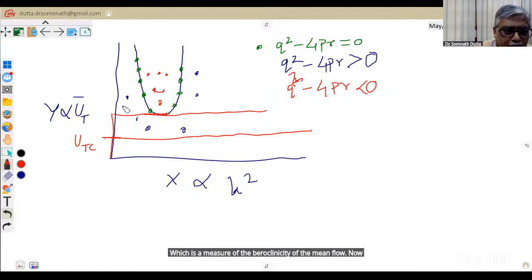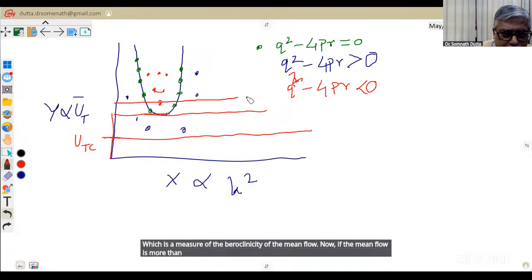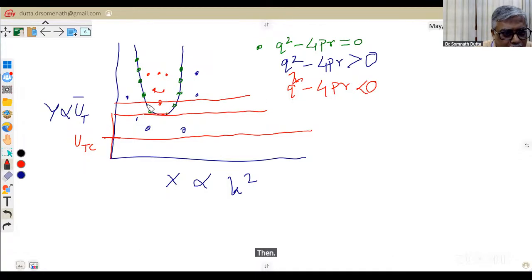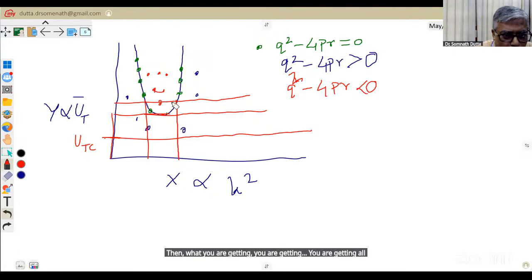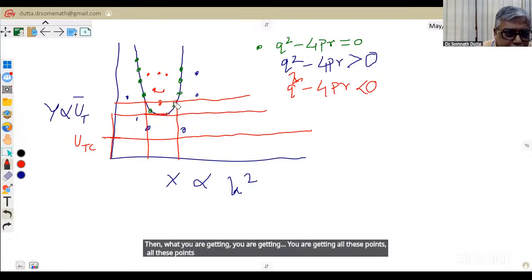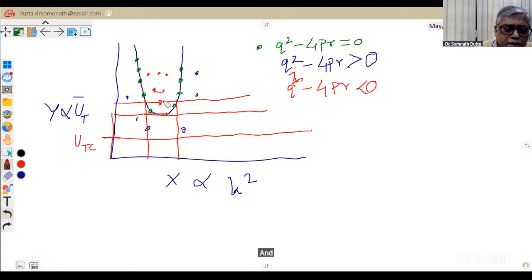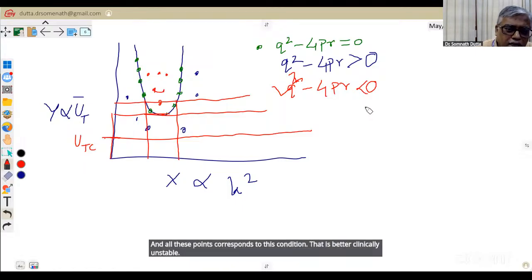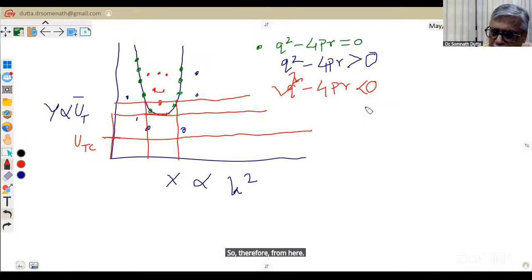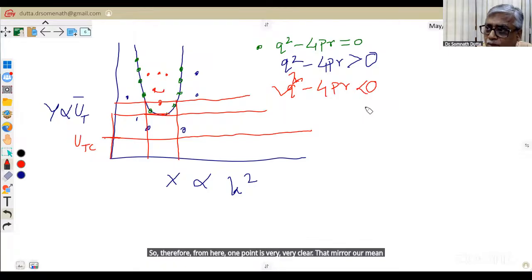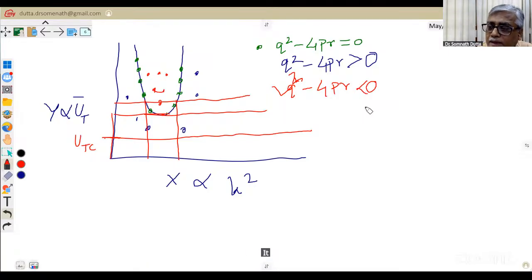Now if the mean flow is more than that, then you are getting all these points which are inside this neutral curve, and all these points correspond to the condition that is baroclinically unstable. So from here one point is very clear: merely because our mean atmosphere is baroclinic, it does not mean it will give rise to baroclinic instability.